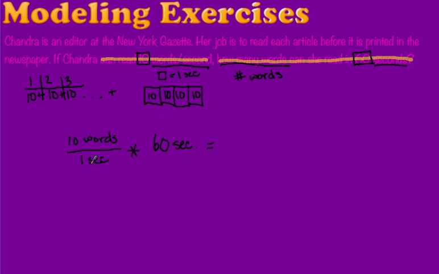So in this case, I know that because what's on top can eliminate what's below. So if I have the same thing on top and on bottom in two separate parts, I can eliminate them. So I can eliminate my label of seconds. I know that 10 times 60 is 600. And I know my label is words.